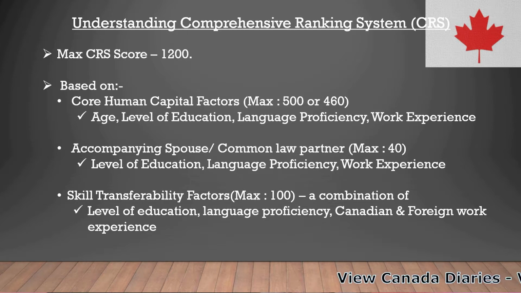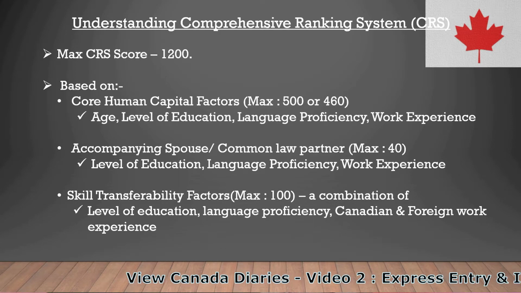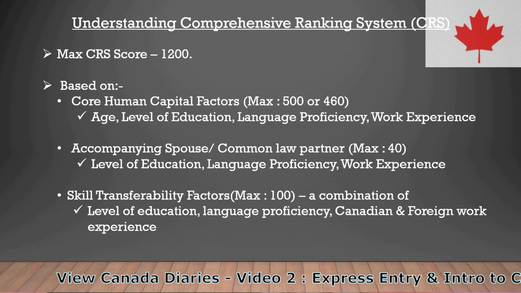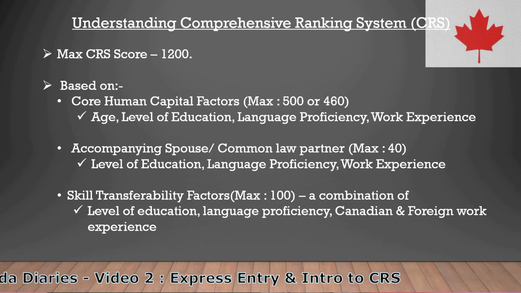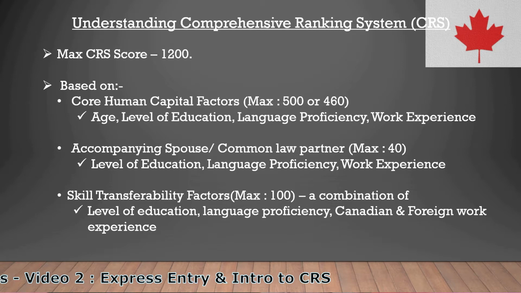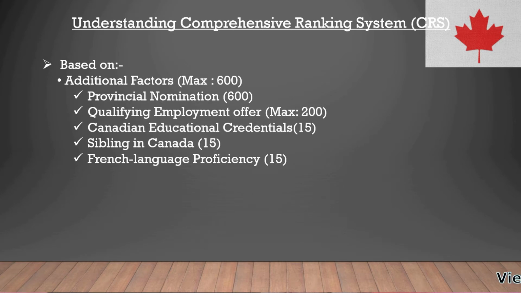Core human capital factors: 500 without spouse, or 460 with spouse. If it is with spouse, the remaining 40 points will be based on your spouse's education, language proficiency and work experience. Skill transferability factors: a maximum of 100, a combination of level of education, language proficiency and work experience, both Canadian and foreign. And of course the additional factors, which contribute a maximum of 600.